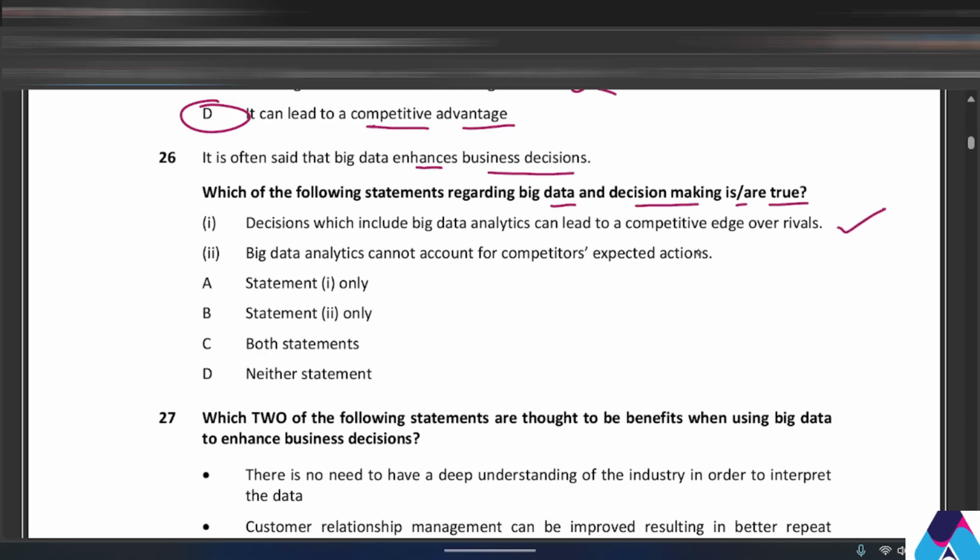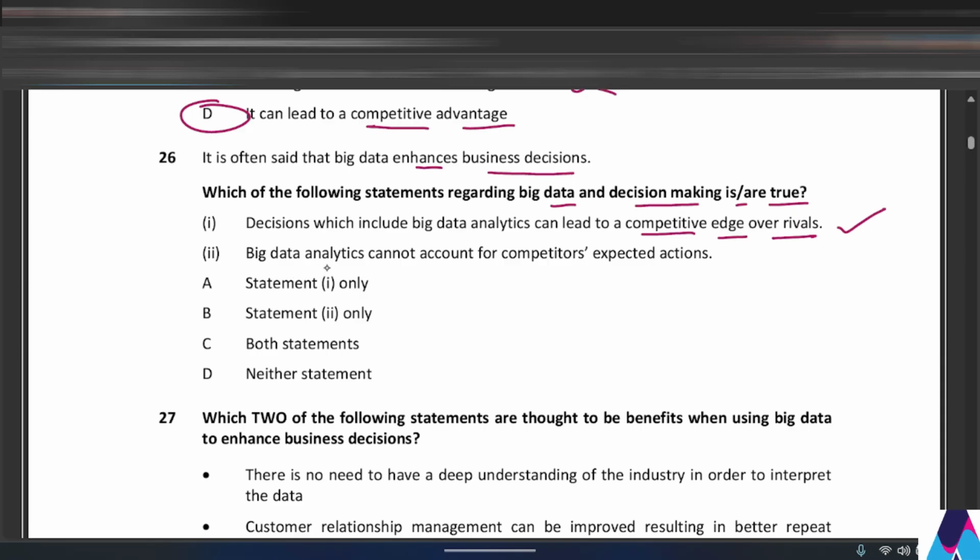Yes, that is correct, because, like I said before, if you have big data and you are analyzing it, which means you are searching it for relevance, searching all the information to dig down and find the relevant information for yourself, then it can lead to a competitive edge over the rivals. That is correct. Okay.